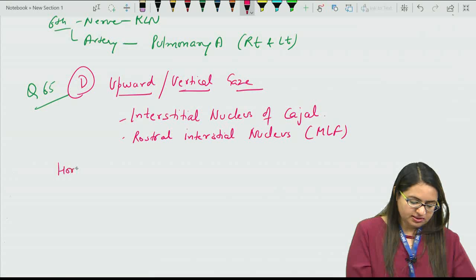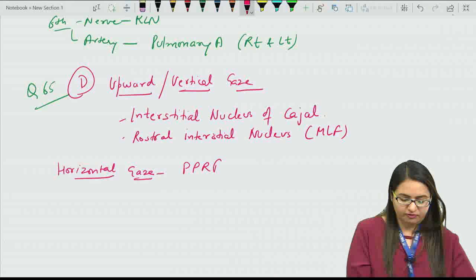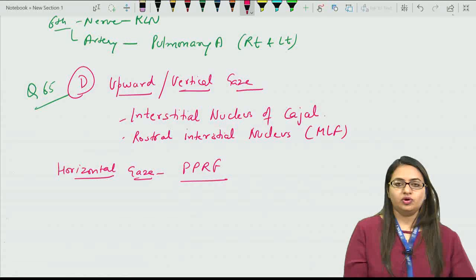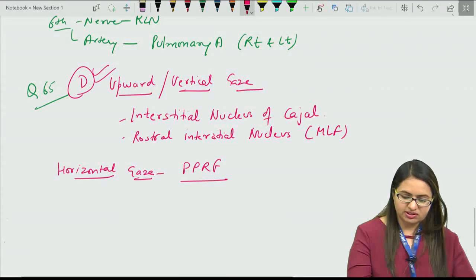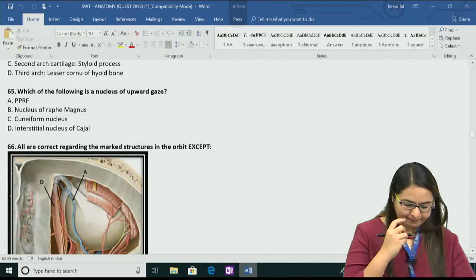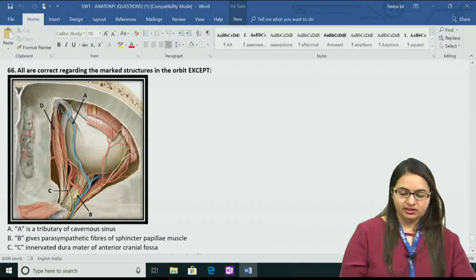For the horizontal gaze, the main structure involved is the PPRF, the paramedian pontine reticular formation. So therefore the answer for this question is D. For question number 66, we have to identify the incorrect statement.